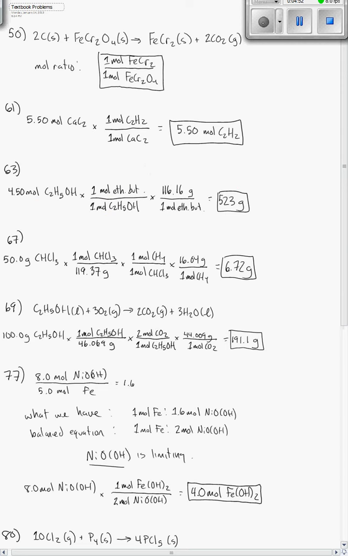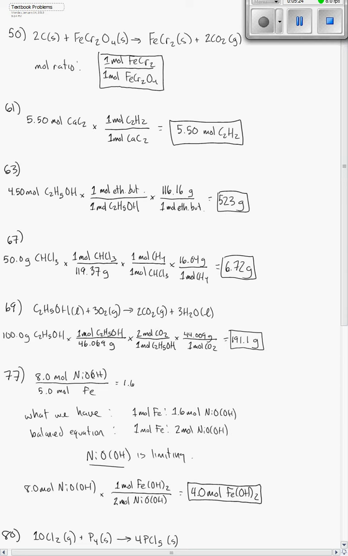In 67, we add yet another step. So 67 gives you another balanced chemical equation, and it asks how much methane in grams is needed to produce 50 grams of chloroform. Chloroform is CHCl3. So as I said earlier, you can use the mole ratio to go to a balanced chemical reaction. It doesn't matter if you're going from one reactant to another reactant, or from a reactant to a product, or back from a product to a reactant, as in this case.